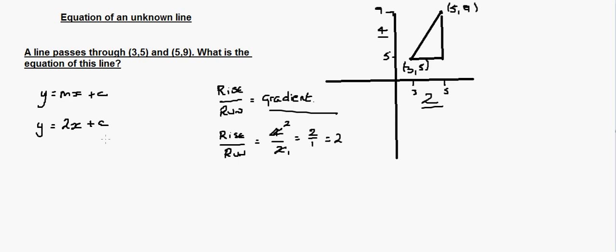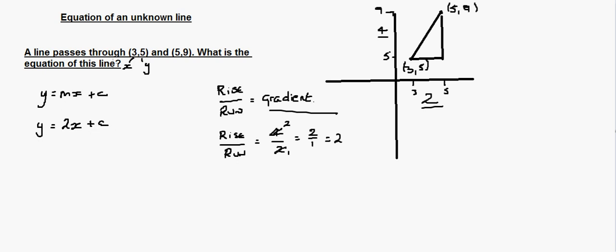Now finding the c value is simplicity itself. I know that this line passes through this point and this point. So I can take either one of these coordinates and substitute in the values into here. So this I know is x, this I know is y. Okay, so I'm going to take this coordinate. So I now substitute the values into y equals 2x plus c.